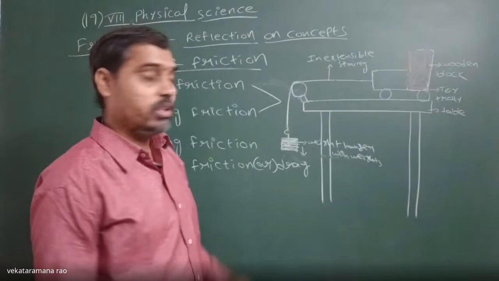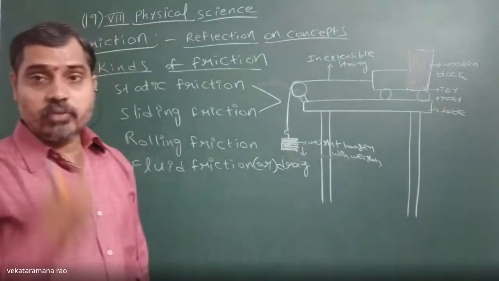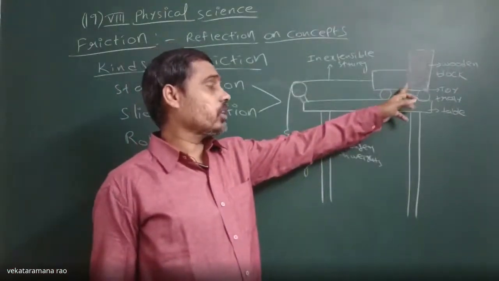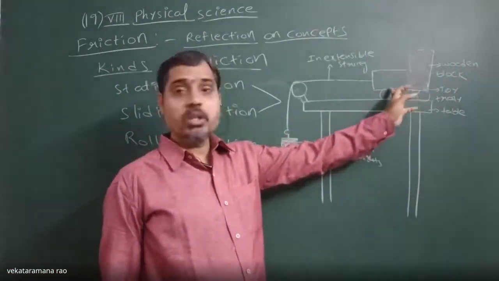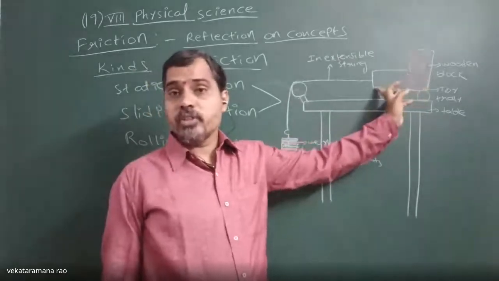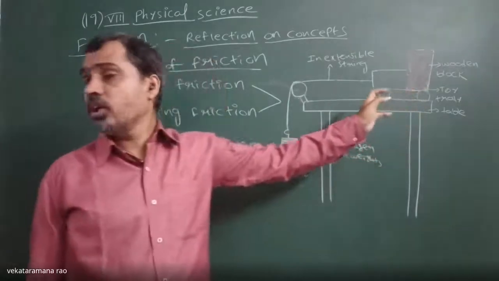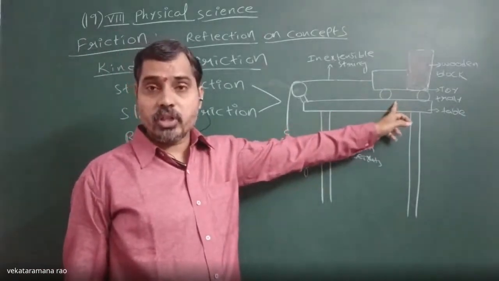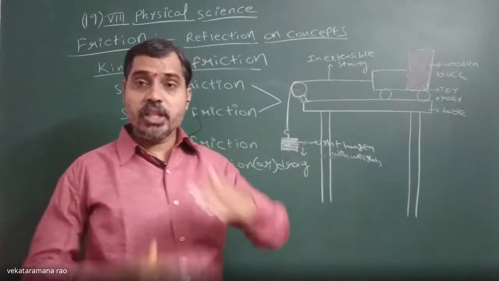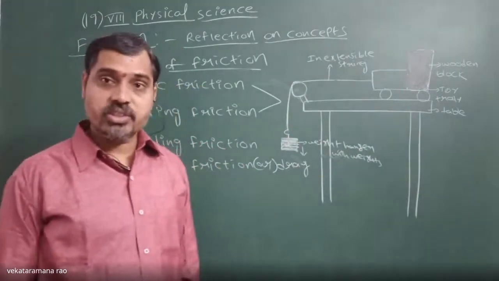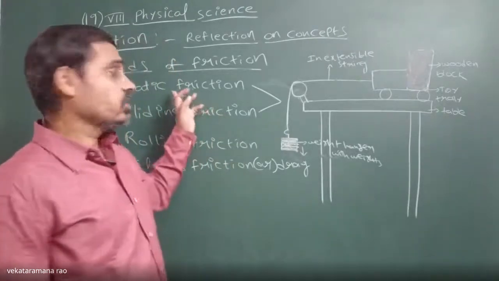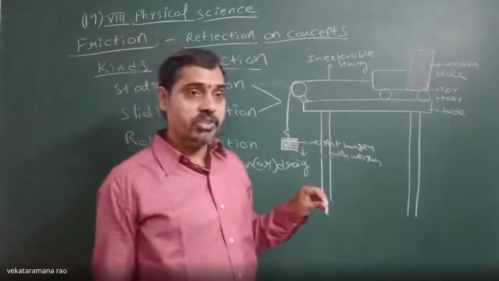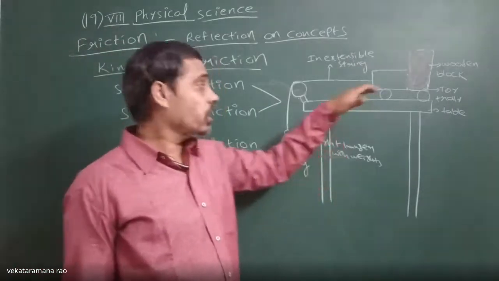What do you call static friction? Why are we calling it static friction? Because the frictional force which is acting between the two surfaces, between the wooden block and the surface of the toy trolley, which are relatively at rest. That's why that force is known as static friction. What is static friction? Here the frictional force is acting on the wooden block in the direction of motion.